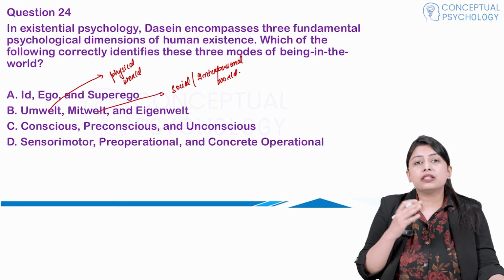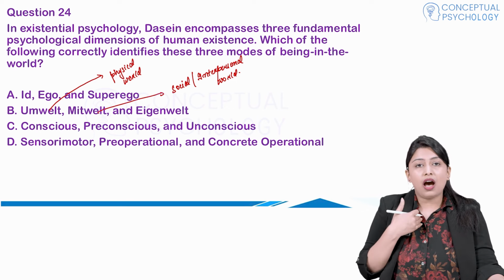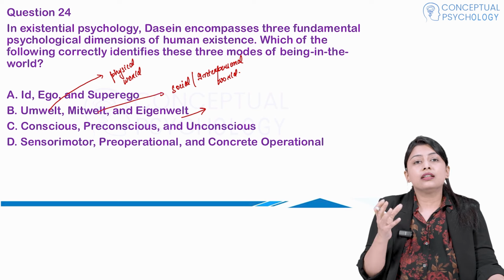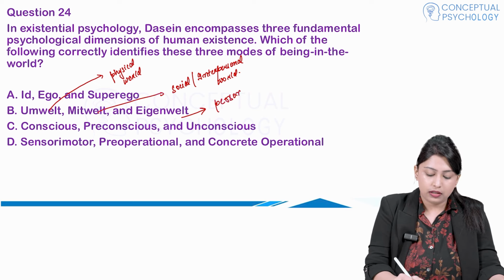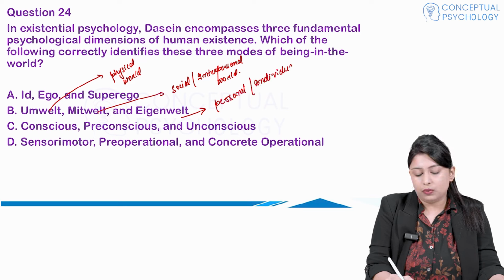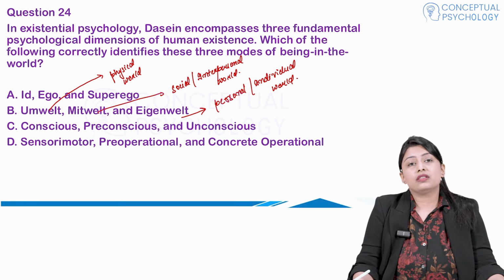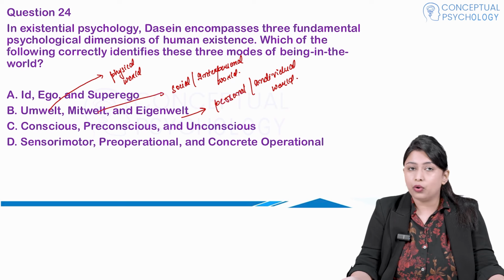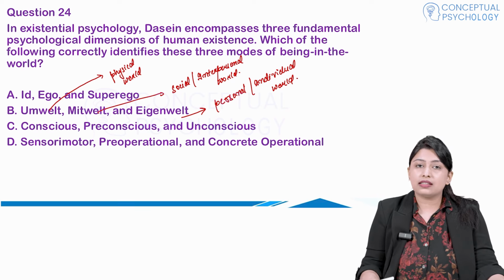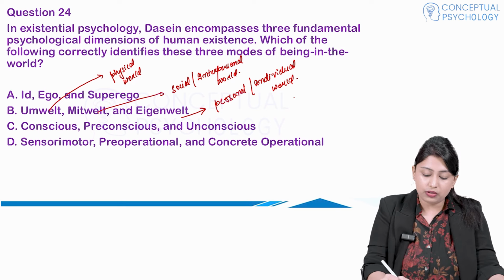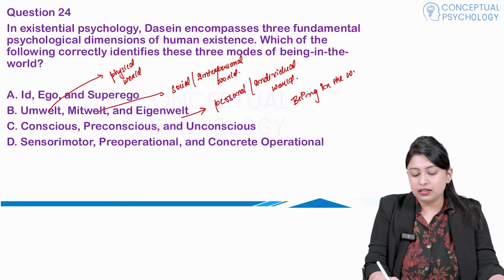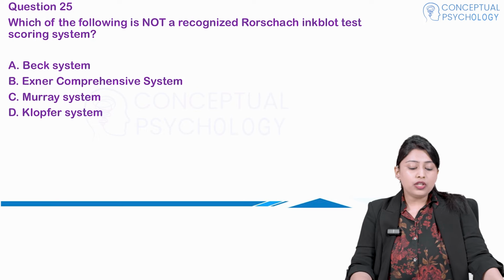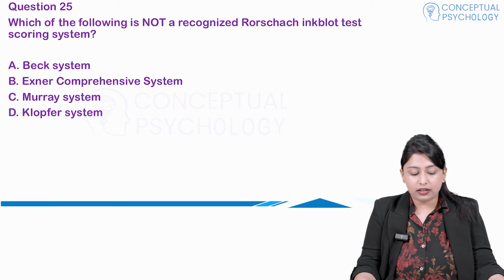Eigenwelt encompasses the personal or the individual world. Okay, so our relationship with ourselves, self-awareness, personal identity and the inner psychological experiences, right? So Eigenwelt would be the personal or the individual world. These three dimensions were originally conceptualized by Ludwig Binswanger and later developed by existential psychologists like Rollo May. So this represents the complete spectrum of human existence and the different ways we exist, being in the world. We also discussed that Dasein means being in the world in the previous question as well. Hope that's clear.